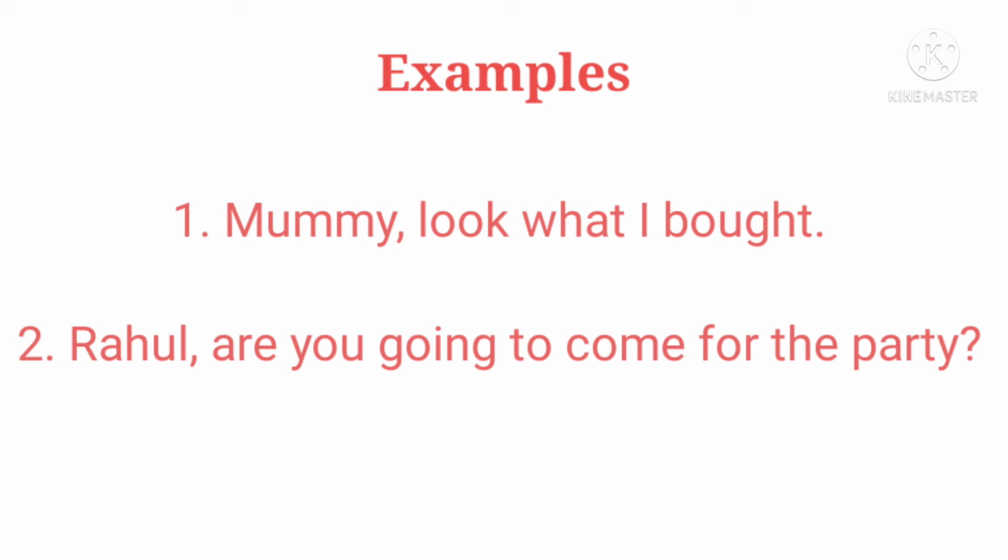The next example that we have: Rahul, are you going to come for the party? Over here we are addressing Rahul. So after Rahul we will put a comma, we'll take a short pause and then we will continue our question. Are you going to come for party today? So this is a question. So over here students, we are asking a question to Rahul. So we'll not put a full stop, instead we will put a question mark.